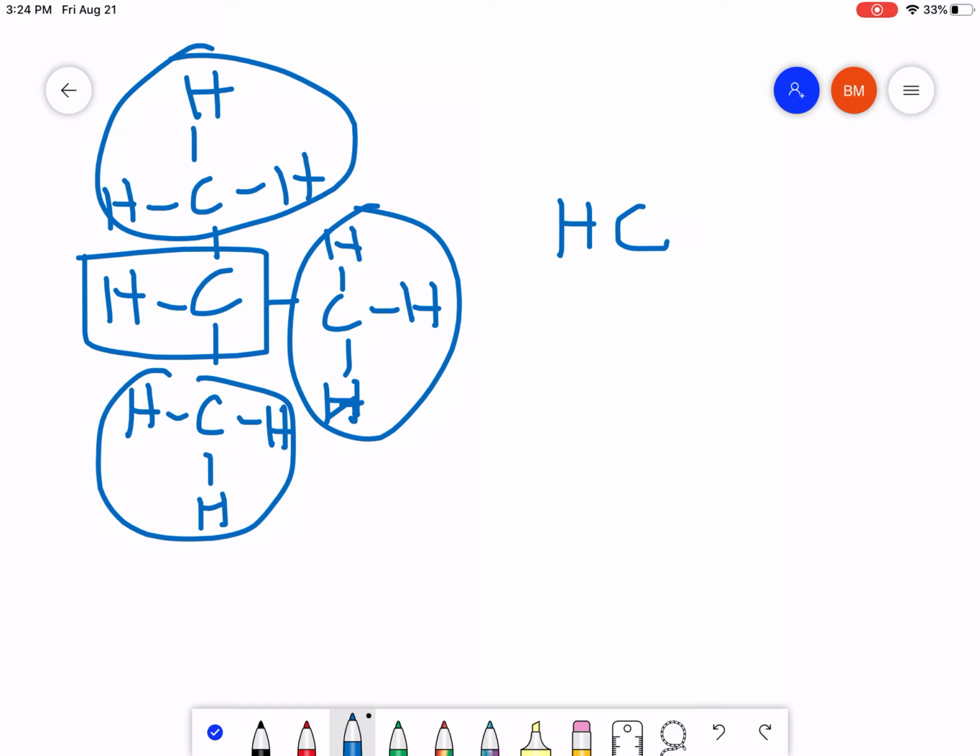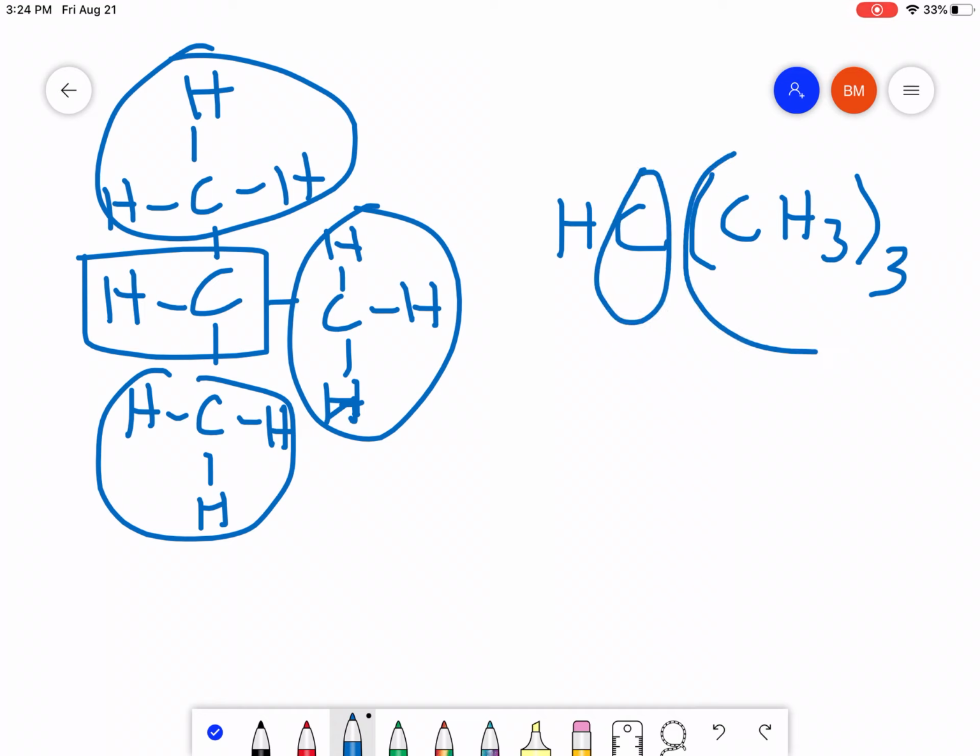So we said there was one other instance in which we used parentheses, and that's if you have similar groups that are attached to the same atom. So you could just simply say parentheses CH3, 3, and that indicates that you have a centralized carbon right here that's got 3 methyl groups, or excuse me, 3 CH3 groups attached to it as well as an H.